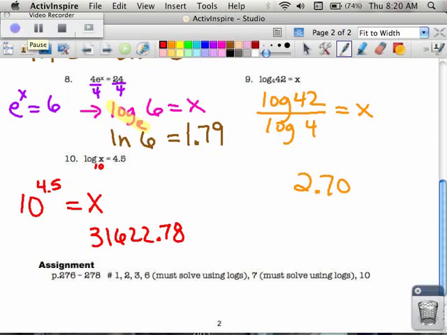Darn it. So number 10, the whole idea was when you see a log and you're looking for the number and not the exponent, change it into its exponential form instead of its log form, and then just type 10 to the 4.5 into your calculator, and you see that your answer is 31,622.78. Great job today. You have the rest of the hour to work.